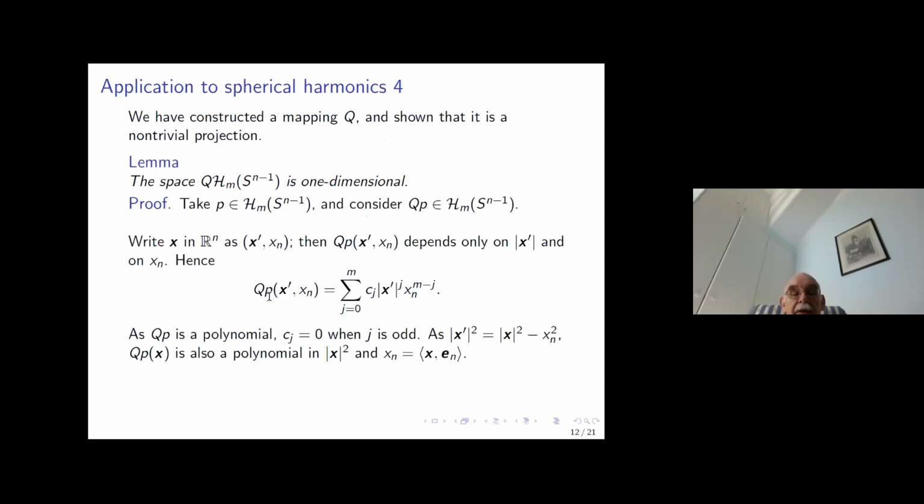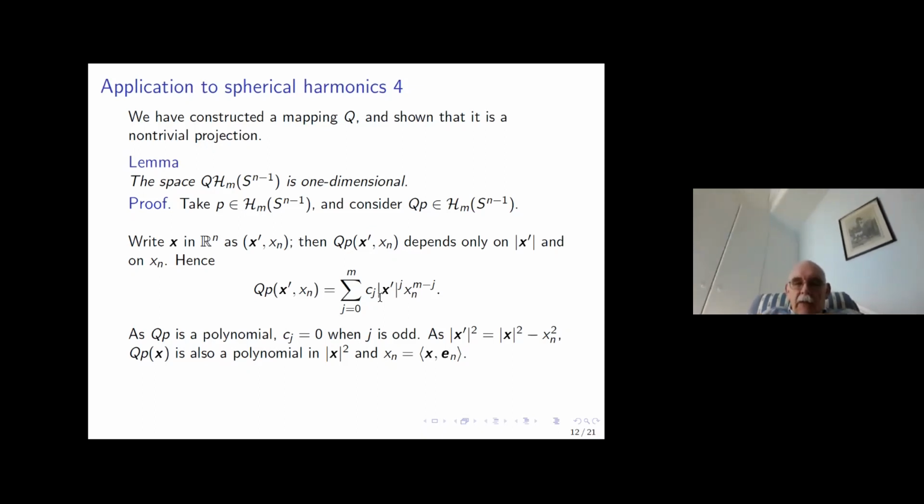So that means that QP of x prime, xn can be written as some sum, it's a polynomial after all, of constants, and then the length of x prime to some power, and then xn to some other power. So I'm writing it out as a polynomial, but I'm just saying that the way that it depends on this variable is depending only on the length.